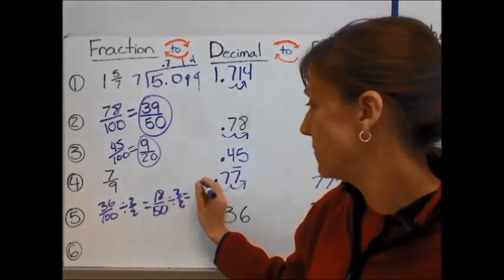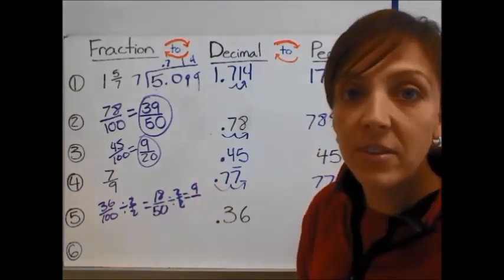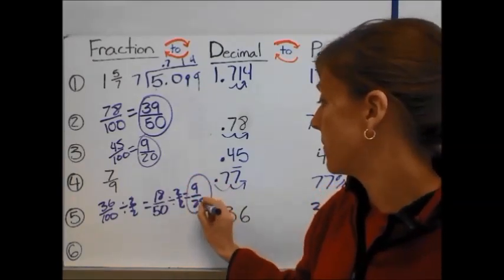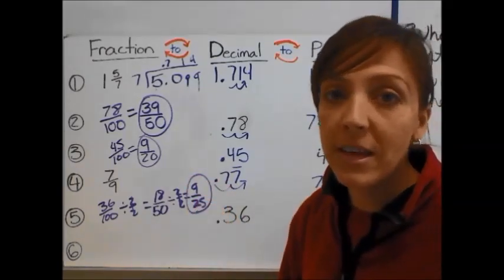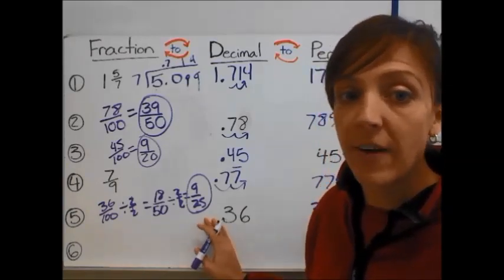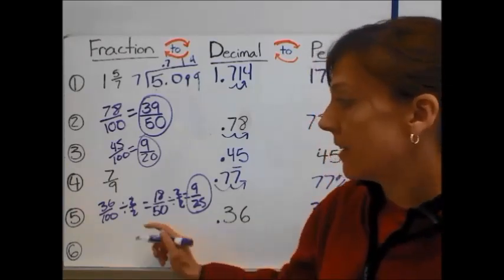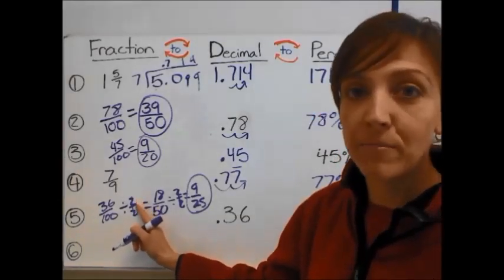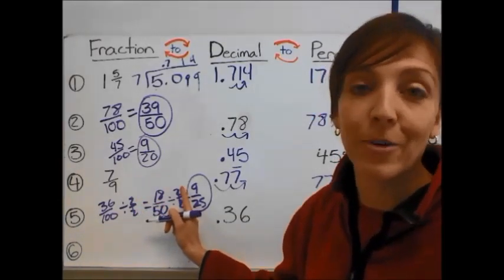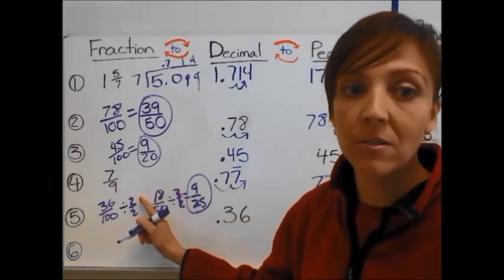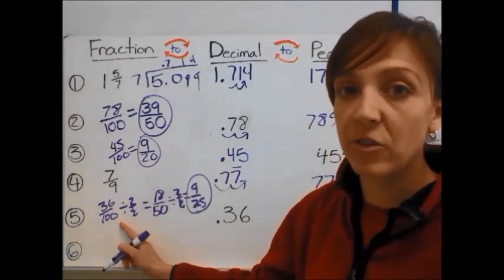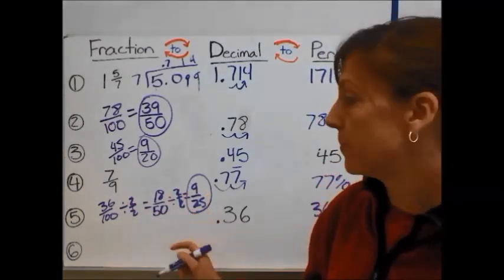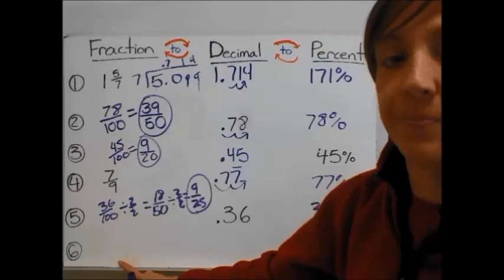18 divided by 2 is 9. 50 divided by 2 is 25. So 9/25 is my simplified fraction. Now, I could have divided the first time by multiplying my 2 factors to give me my greatest common factor. 2 times 2 is 4, and I could have divided 36 hundredths by 4/4 the first time, and that would have given me 9/25.